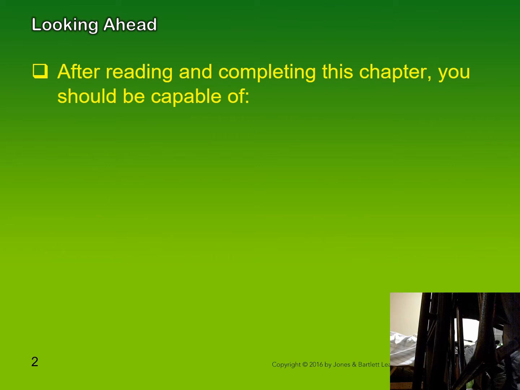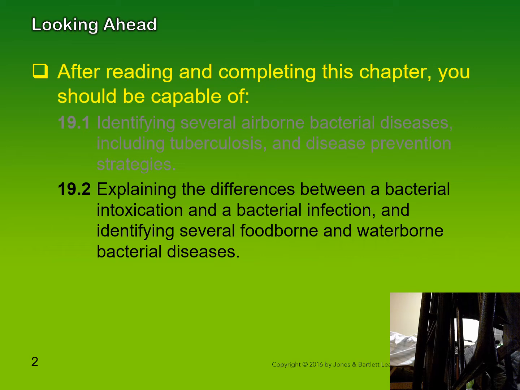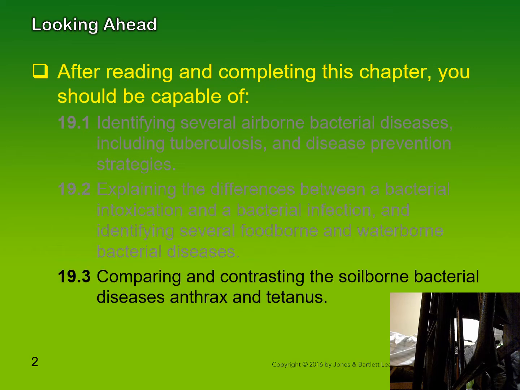So after reading this chapter, you should be able to identify several airborne bacterial diseases, including tuberculosis and disease prevention strategies. Explain the difference between a bacterial intoxication and a bacterial infection, and identify several foodborne and waterborne bacterial diseases. Compare and contrast soil-borne bacterial diseases, anthrax and tetanus.